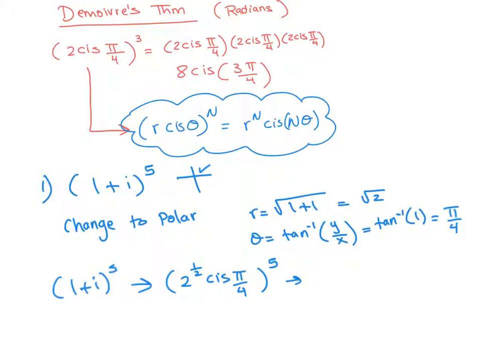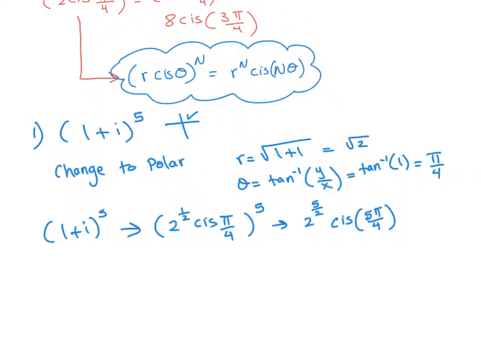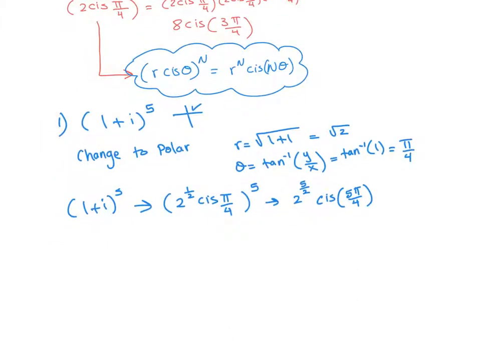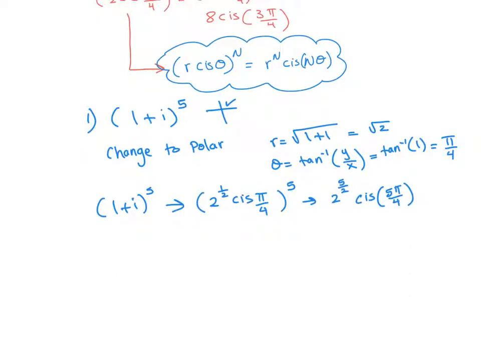So now I'm going to apply DeMoivre's theorem. I raise r to the power n and multiply theta by n. In this case, n is 5. So 2 to the power half to the power 5 is going to be 2 to the power 5 over 2. And then cis, 5 times pi over 4, so that will give me 5 pi over 4. Now let's change this back to rectangular. So we change it to polar, apply DeMoivre's theorem. That's going to be step number 2.